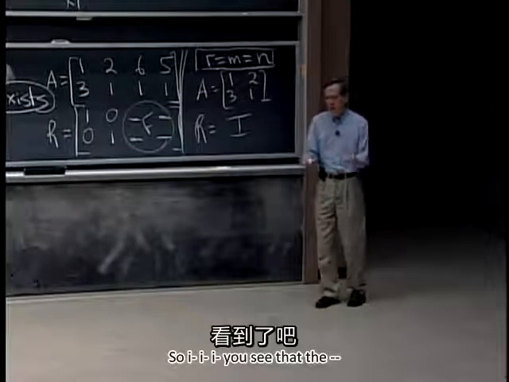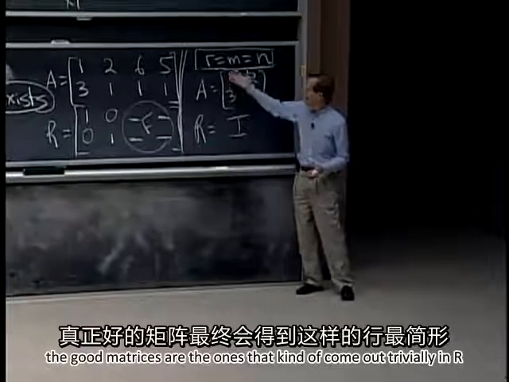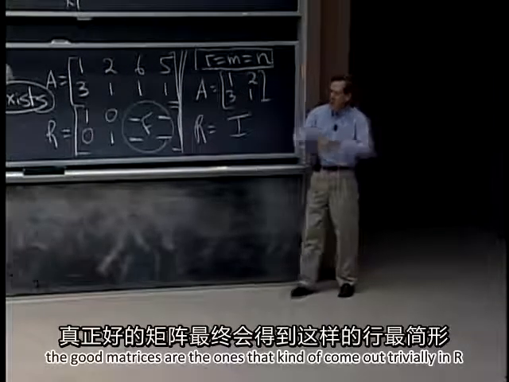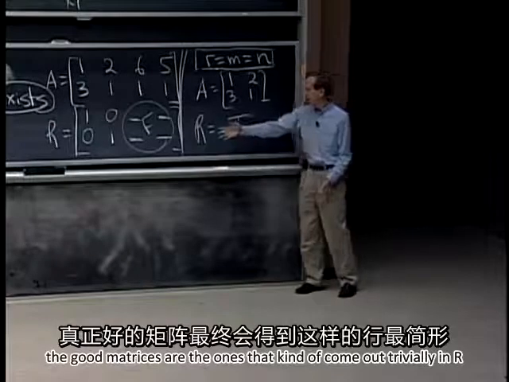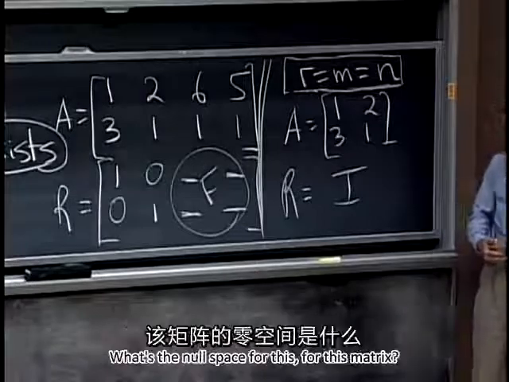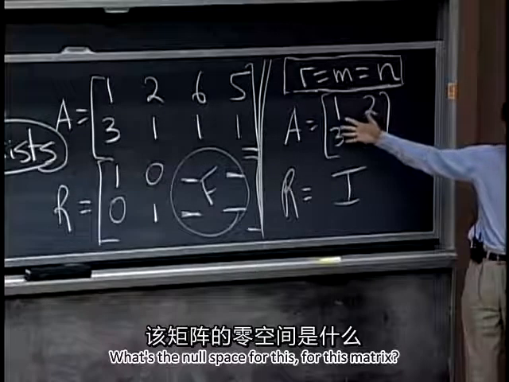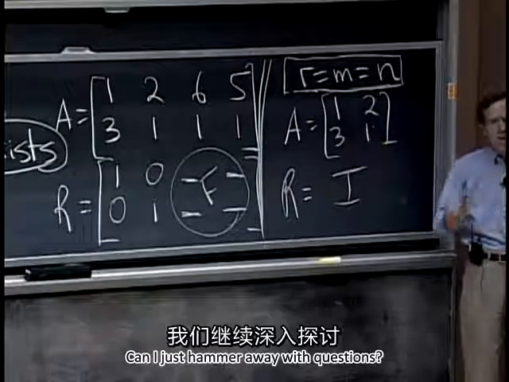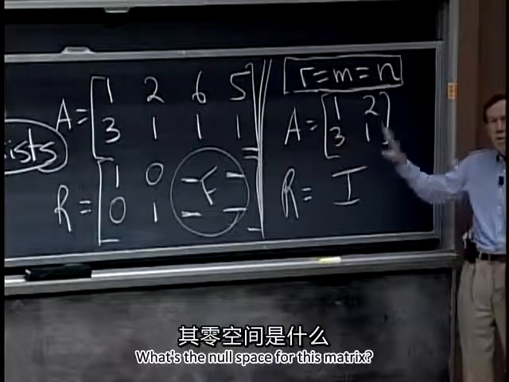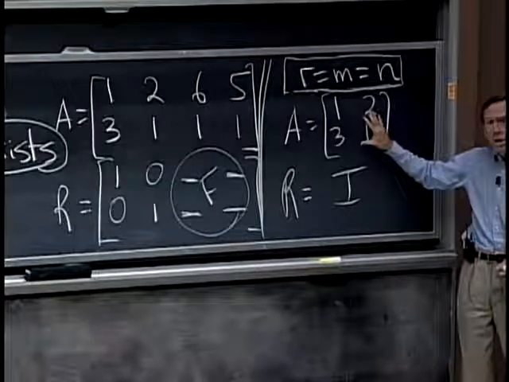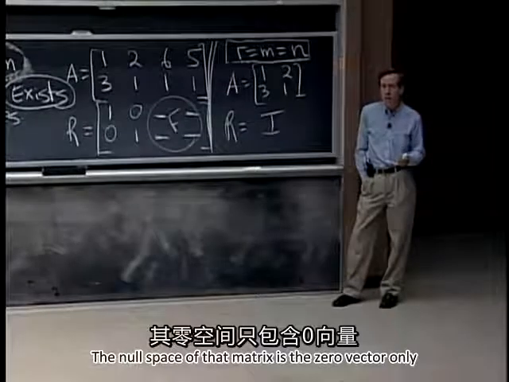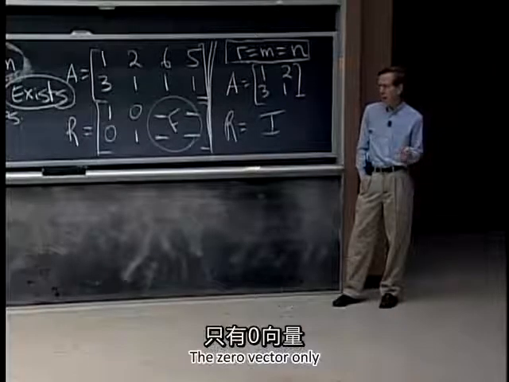So you see that the good matrices are the ones that kind of come out trivially in R. You reduce them all the way to the identity matrix. What's the null space for this matrix? Can I just hammer away with questions? What's the null space for this matrix? The null space of that matrix is the 0 vector only.